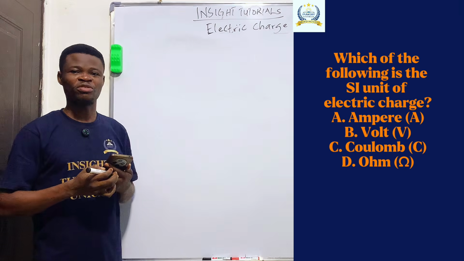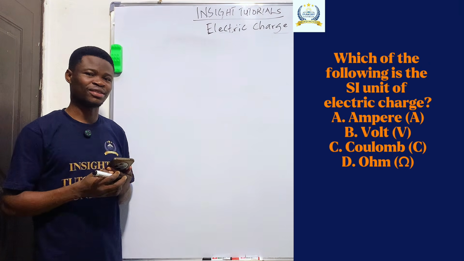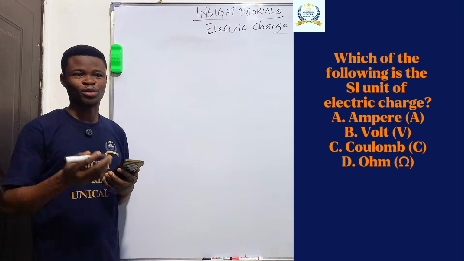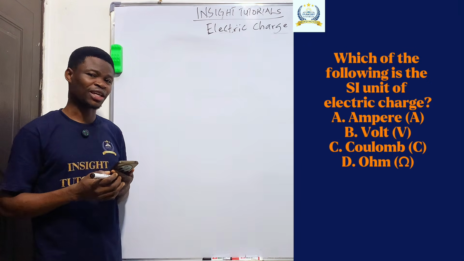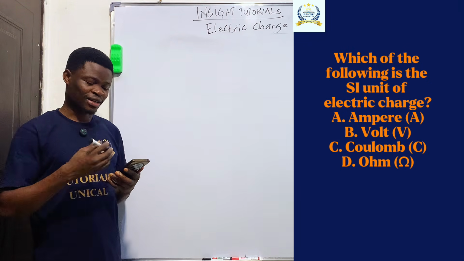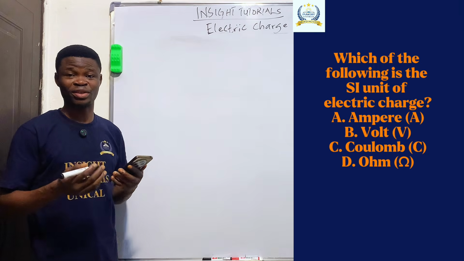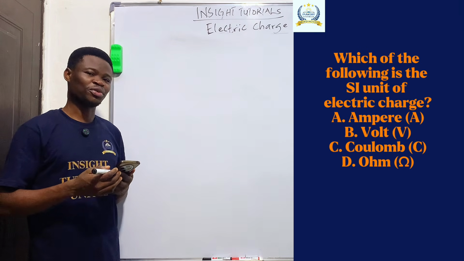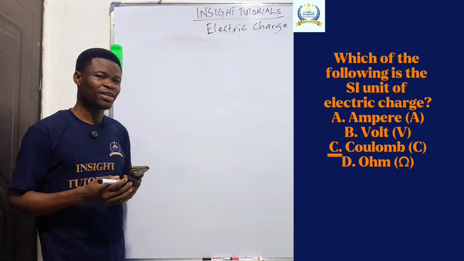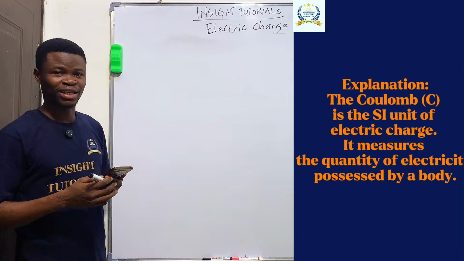Based on the options displayed on our screen, ampere is the SI unit for current, we all know, and then volt is the SI unit for voltage. The last one, which is ohms, as option D, is the SI unit for electric resistance. The only correct option there is coulomb, of course. So coulomb is the SI unit for electric charge.